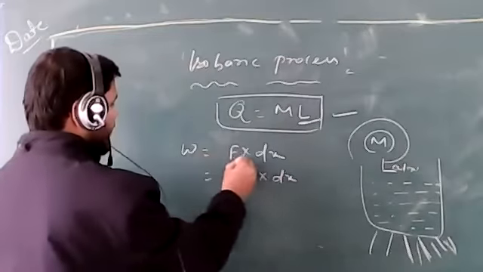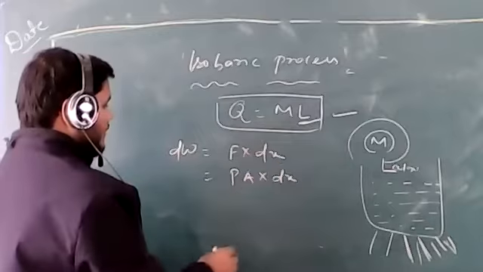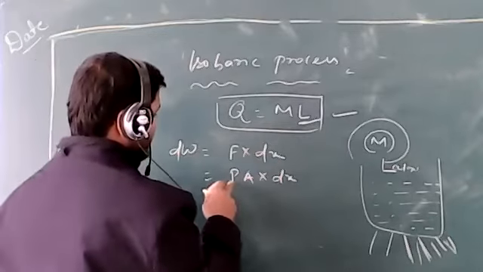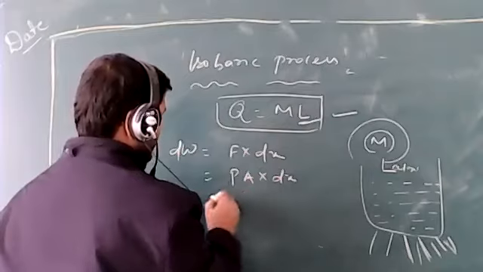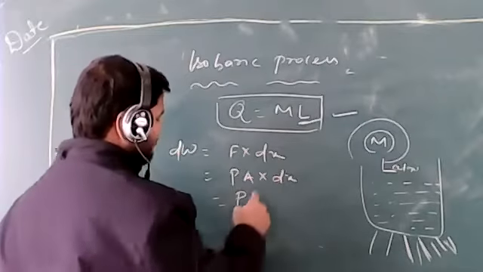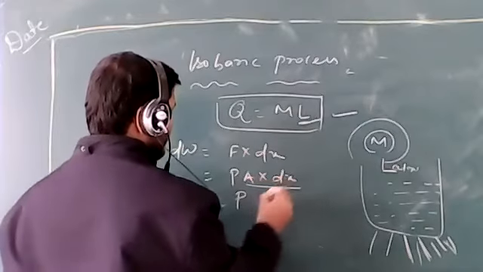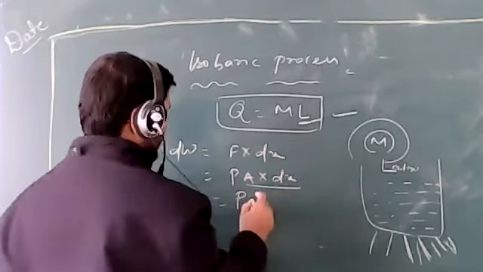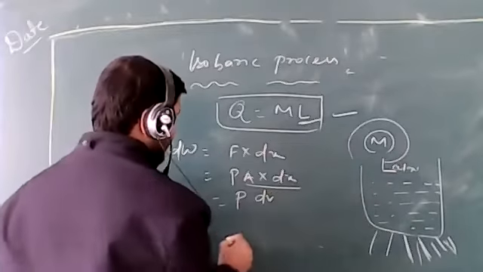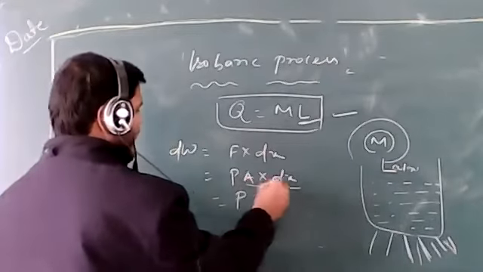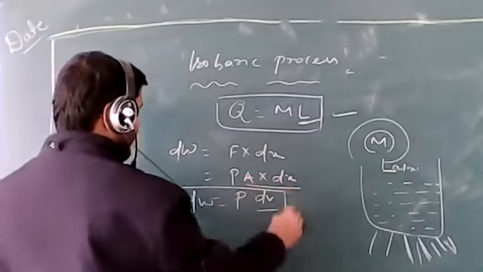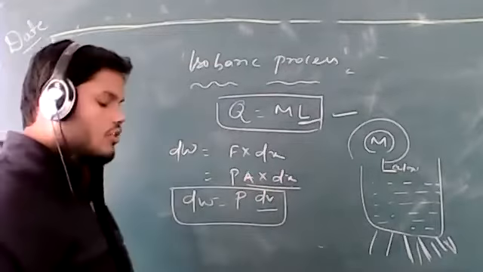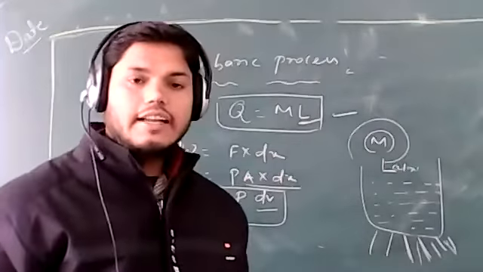So dW equals F into dx. Force equals pressure into area, so dW equals P into A into dx. In place of A into dx we can write dV, because area into length is volume. So dW equals PdV, whatever work is done will be equal to PdV.